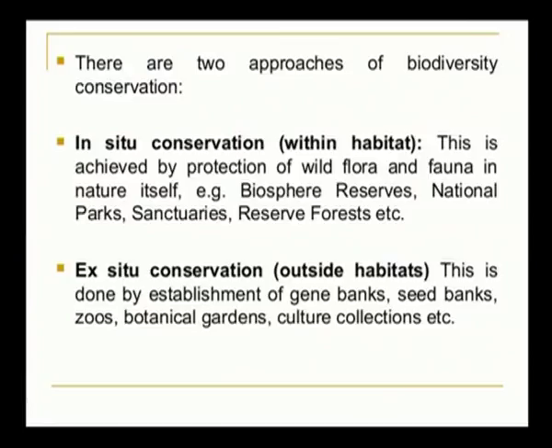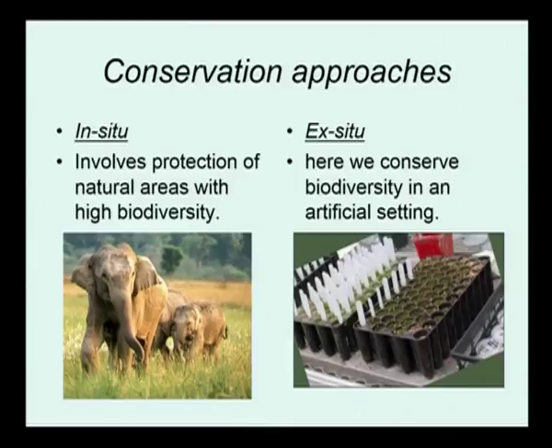But in situ, even though man is interfering in the environment to create a sustainable environment, it is within the habitat without distorting or disrupting the life cycle of those particular species. Here, it involves the protection within the natural areas. So the biodiversity is protected in the environment itself. What happens in ex situ is we are doing it in an artificial setting away from the habitat.